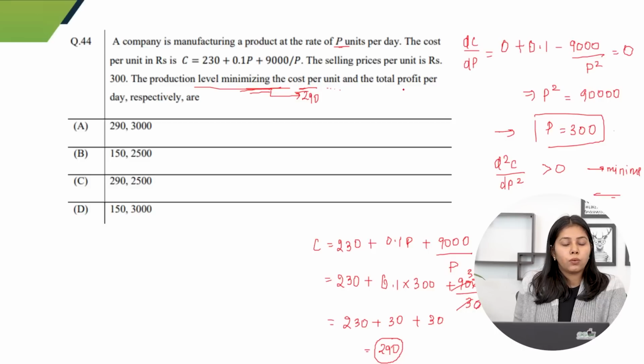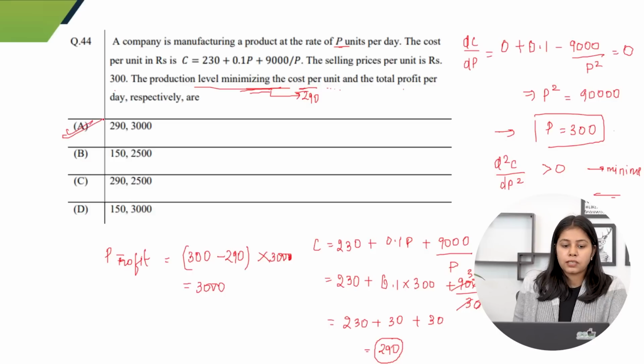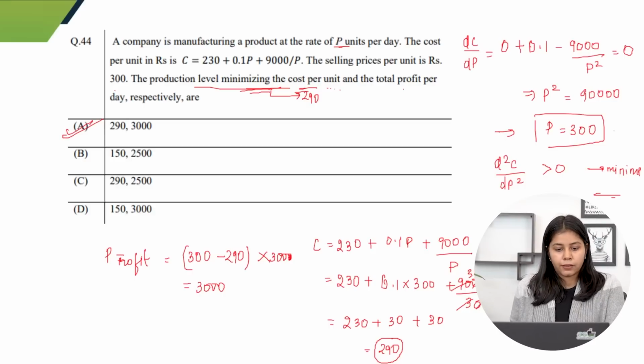Now we have to find the total profit. Profit would be selling price minus cost price. Selling price is 300. So to find the profit, I have to take selling price minus cost price, 300 minus 290, and the total number of articles I am making. That means I am manufacturing 300 products. So that would give me 3000 profit. So I can see that 290 comma 3000 is correct in option A. So here option A is my correct option.